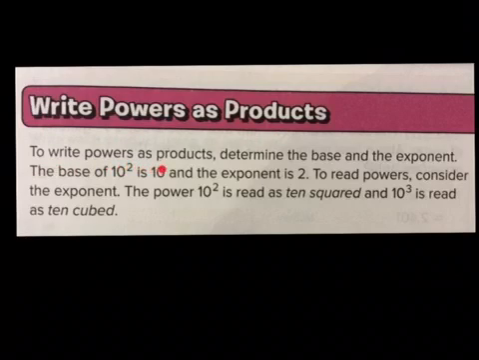To write powers as products, meaning when we multiply them with each other, right? So let's say I have 10 to the power of 2 times 10 to the power of 2. Determine the base and the exponent. The base of 10 to the power of 2 is 10, and the exponent is 2, right? 10 to the power of 2.